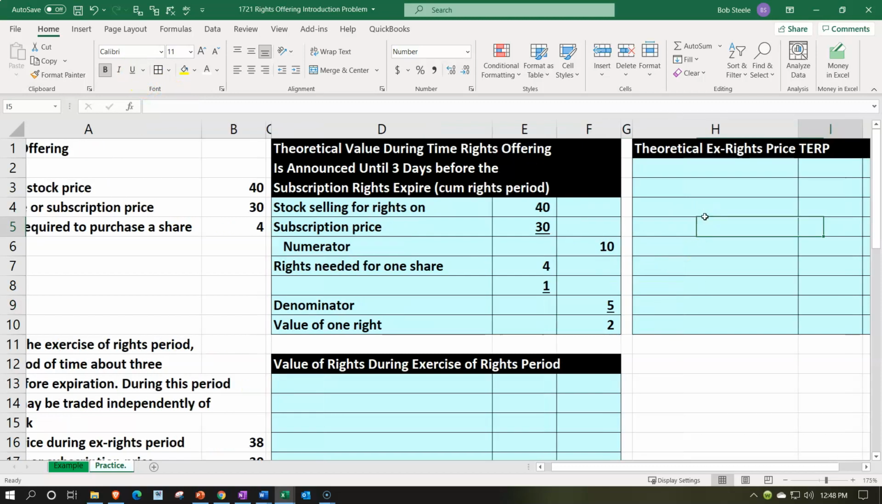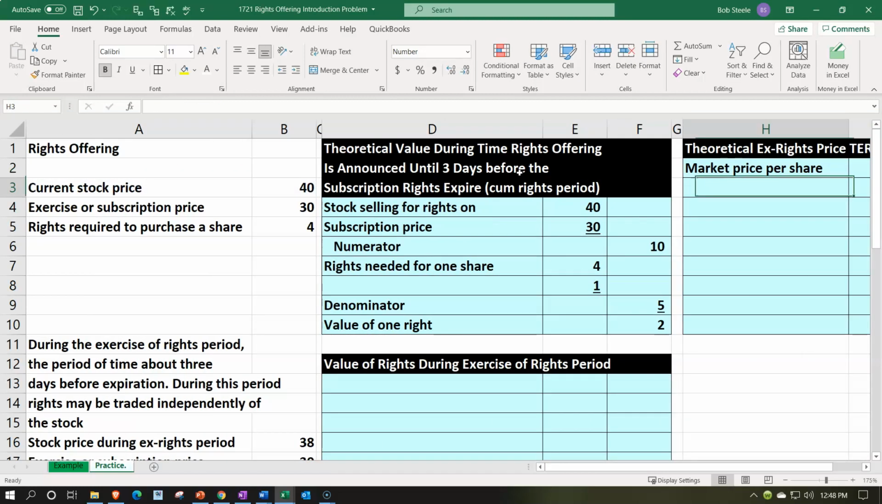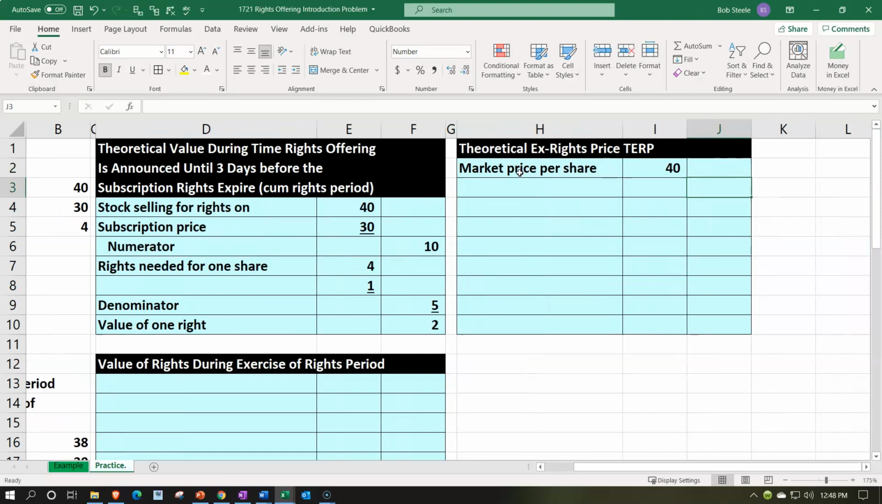Now let's think about this in terms of the theoretical ex-rights price, meaning the current market price is $40. What's going to happen basically after this whole thing is said and done? So one way we can get to that price, this is an estimate into the future, would be to first look at the market price that is on the books now. The market has determined that it's $40 per share.